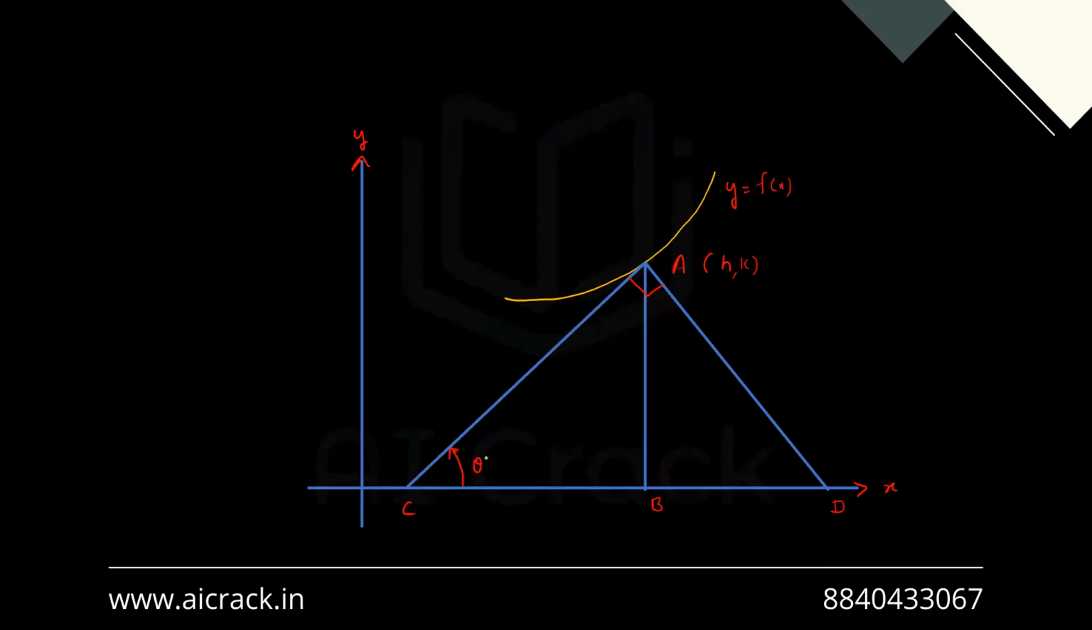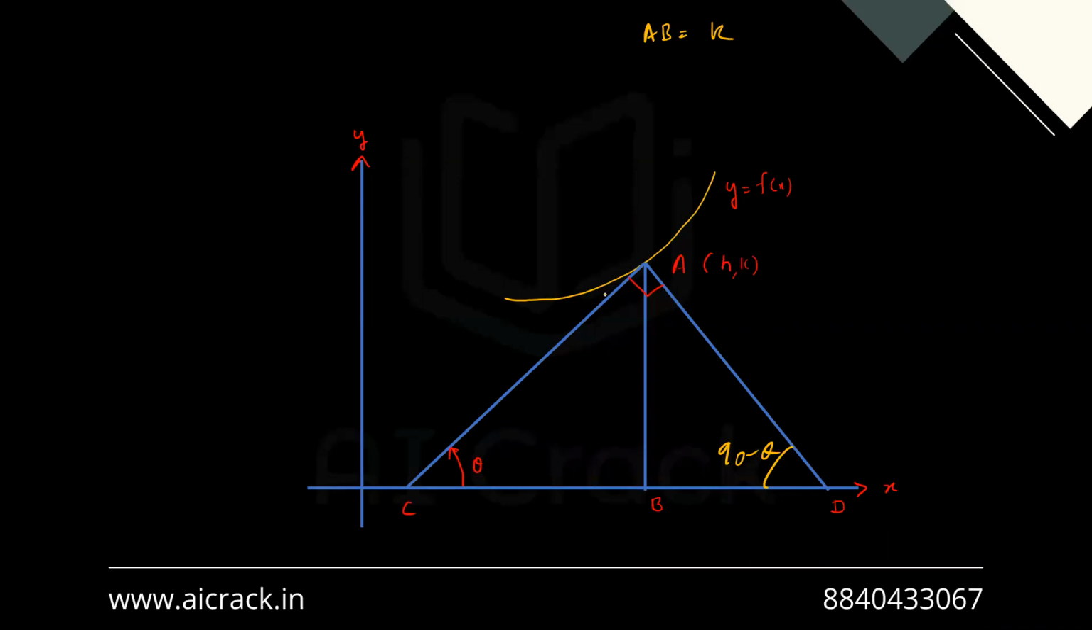Now let's try to solve for these terms. Firstly, we have defined theta over here. If this is theta, then this is nothing but 90 minus theta, right? Because both tangent and normal are at 90 degrees. Now let's try to find the value of AC. But before that, we know that AB equals k, because k is the coordinate of point A. So k is nothing but the length AB.